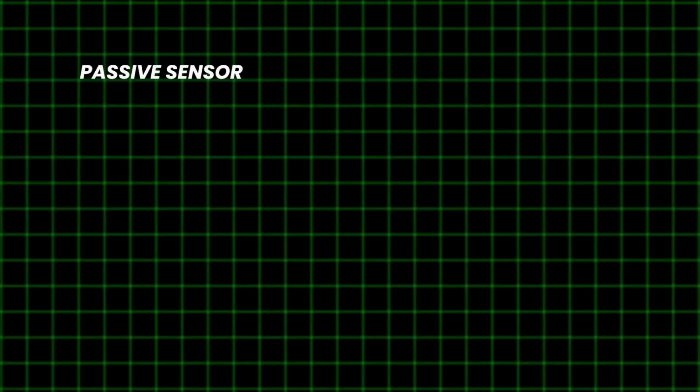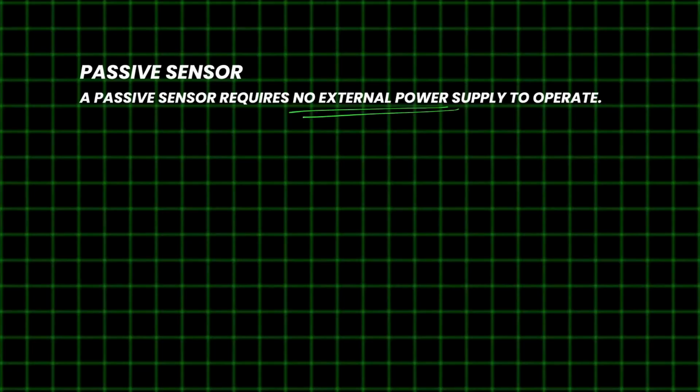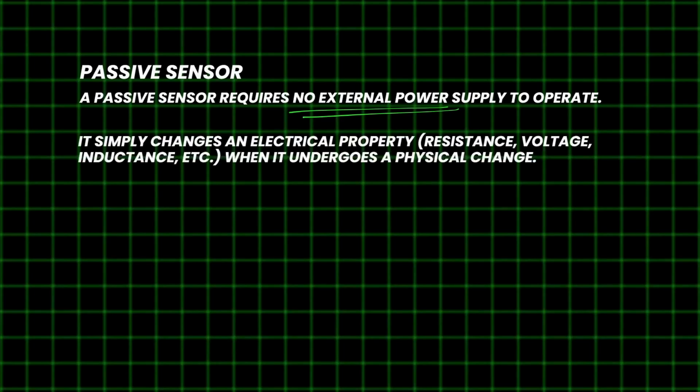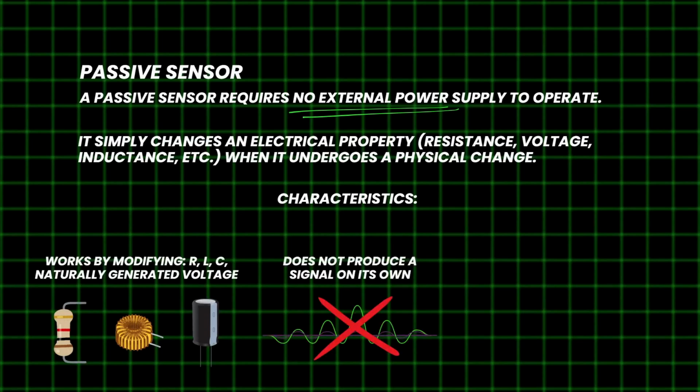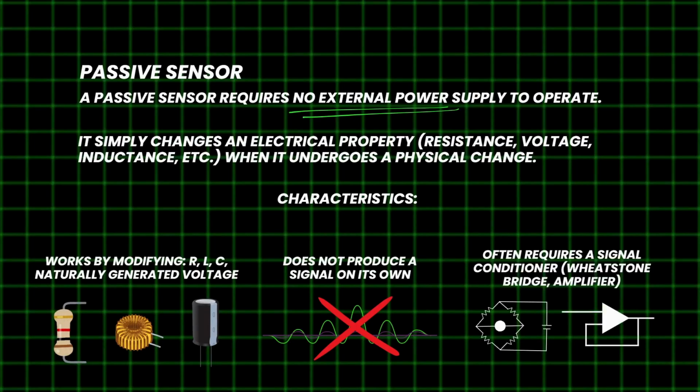The next one is the passive sensor. It does not require any external power, so it simply changes an electrical property when it undergoes a physical change. So it uses resistance, voltage, and inductance to create a signal. The characteristic is that it works by modifying the naturally generated voltage and does not produce a signal on its own. So you need a Wheatstone bridge or an amplifier to detect a proper signal. As an example, for the resistive, you have the NTC/PTC thermistor.